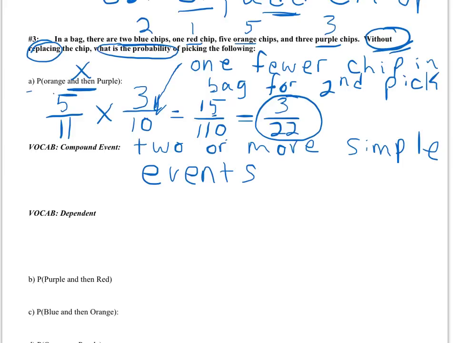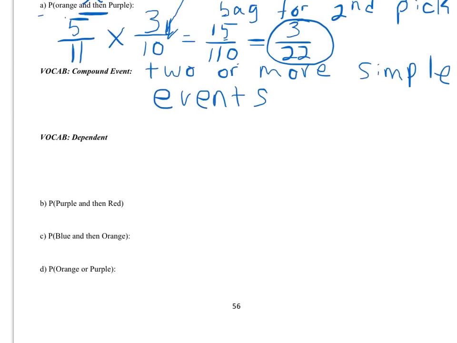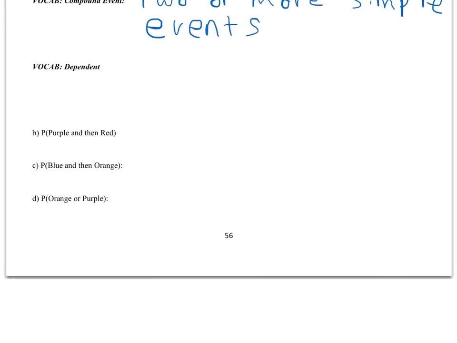Probability of an orange, 5 out of 11. Probability of a purple, 3 out of 10, because on the second one we have one less chip in the bag because we did not replace it. Okay? If you have a question on that, make sure you put a question mark or rewind it and re-listen to it and rewatch. Okay.